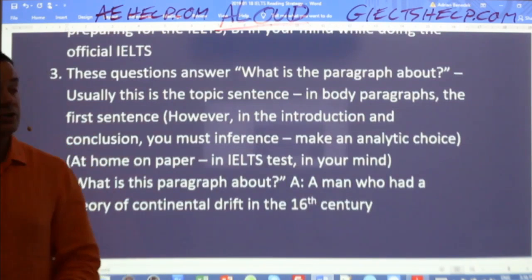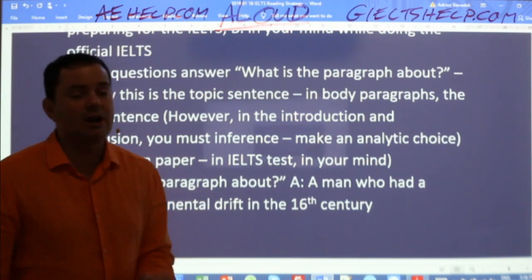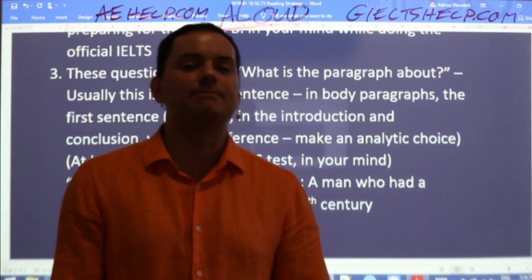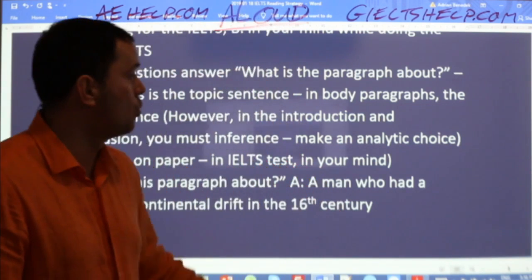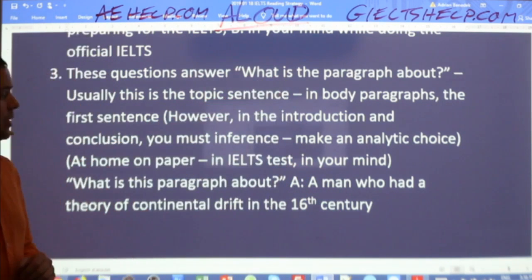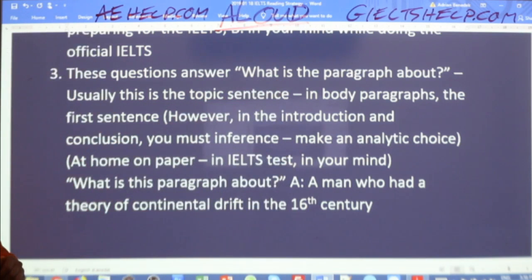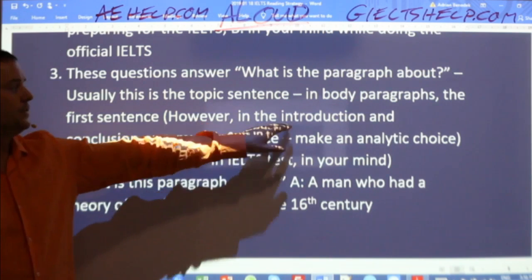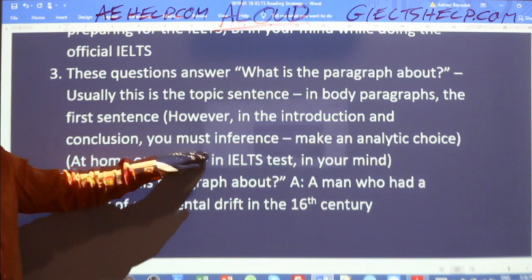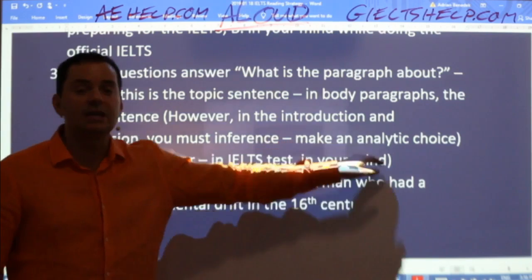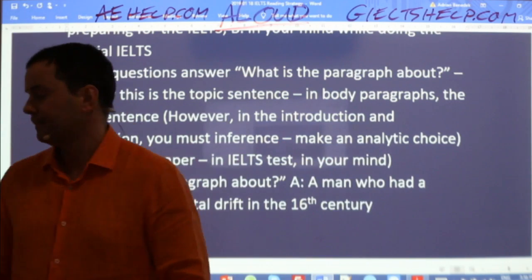You have to answer the question, what is the paragraph about? Not what is the example or why or how, okay? But what is the paragraph about? Remember, the answers for the body paragraphs usually come from the topic sentence. For the introduction and the conclusion, you usually have to infer the answer, make an analytic choice, okay?